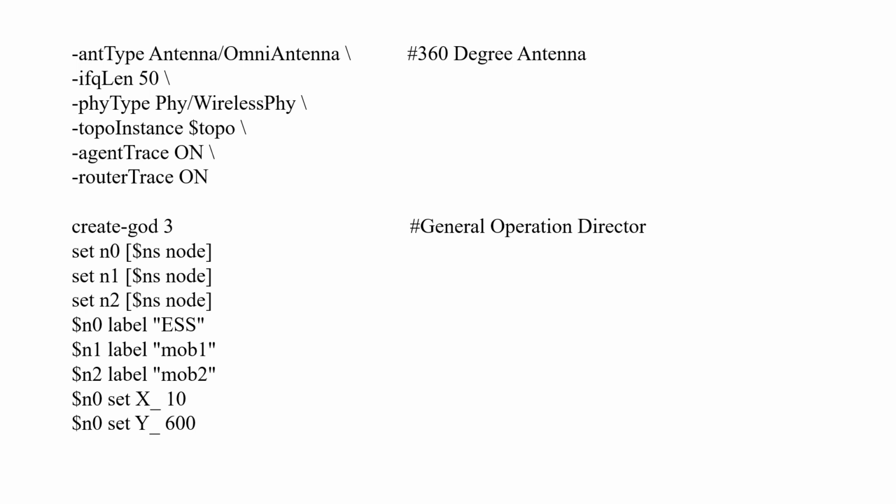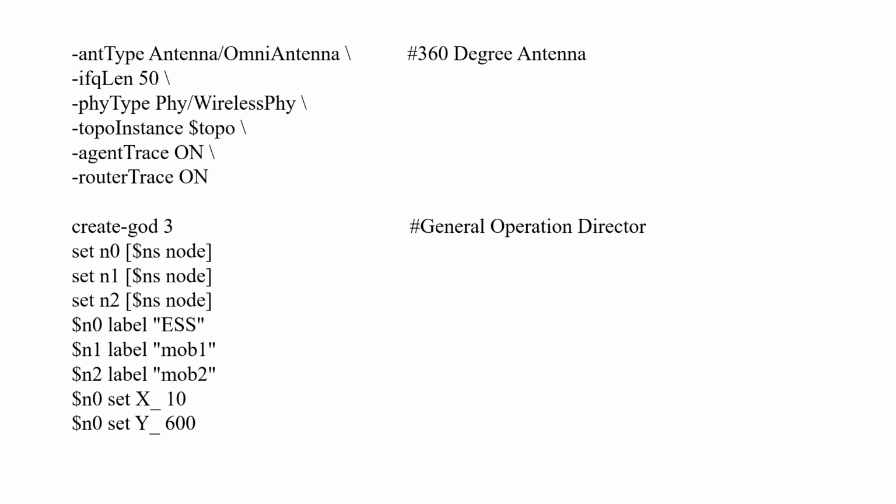So here you create God 3. Generally you will just set the number of nodes required, but here you have one extra line called create God 3. God 3 is nothing but the general operation director. It is going to direct the nodes in which way it should move, or in which way the node should be situated. So you will give the general operation director, then set the nodes, and then you will be labeling.